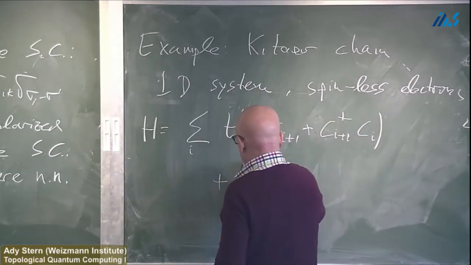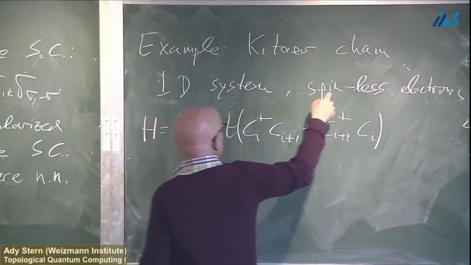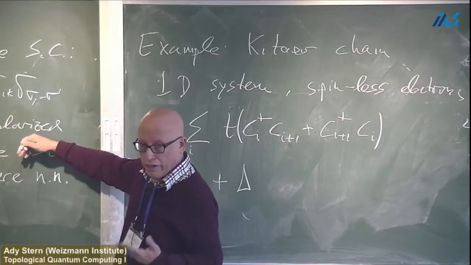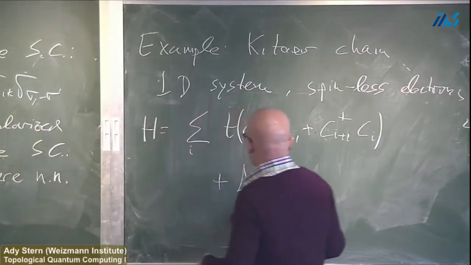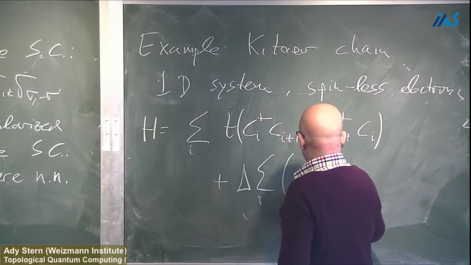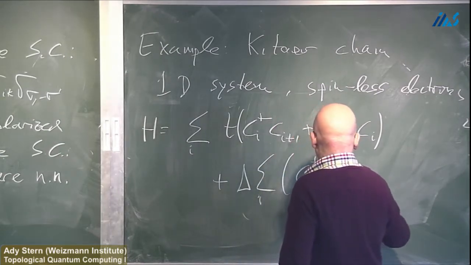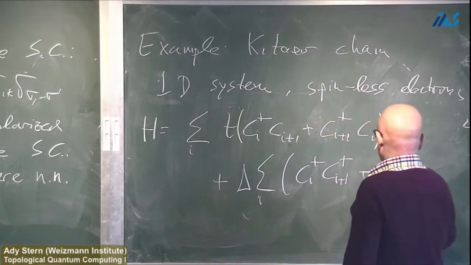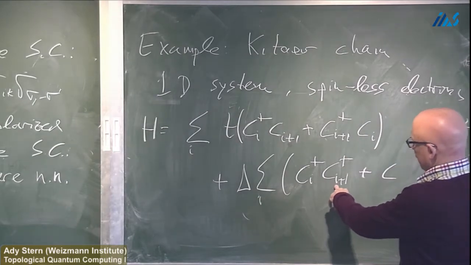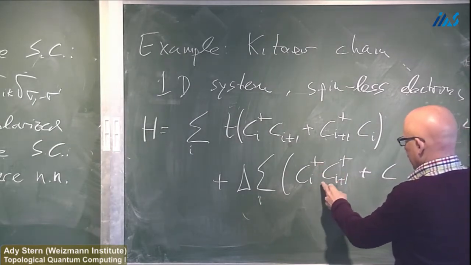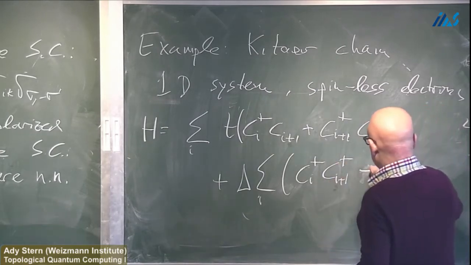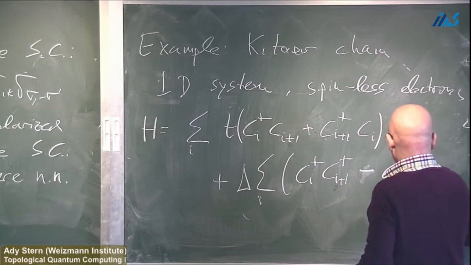plus superconductivity. Now since the electrons have no spin, the only possibility out of the two I introduced to you that I have to use is a p-wave superconductor. So I'm going to have a sum over i here as well. And now it will be c_i dagger c_{i+1} dagger plus, now we need to take the Hermitian conjugate of that. This will be c_{i+1} c_i, but I'd like to keep this order, so I'm going to write it with a minus sign. c_{i+1} c_i.